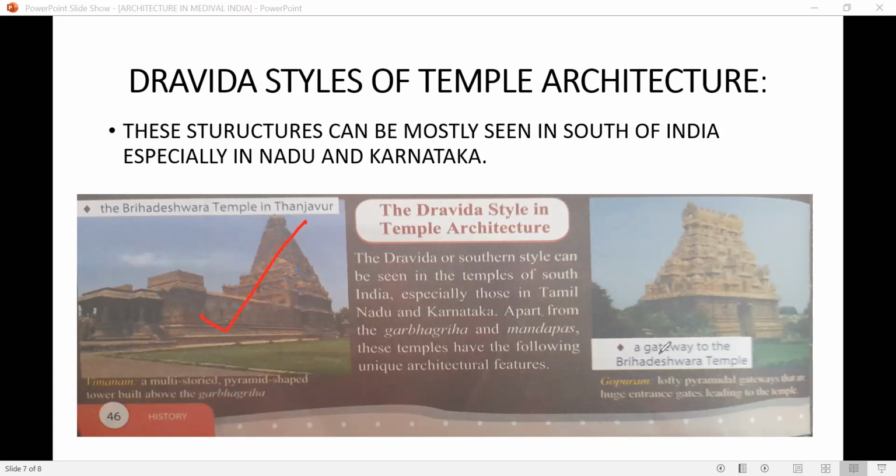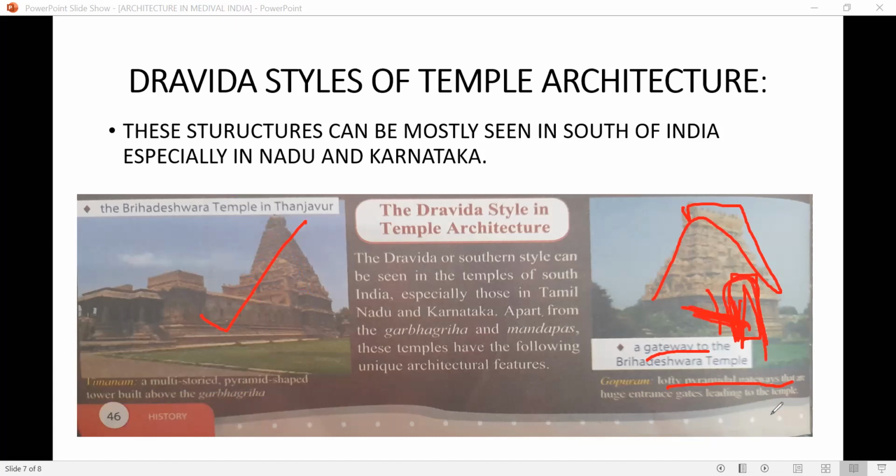Let's see this one also, the gateway of the Brihadeshwara temple. Over here, we see the lofty pyramid gateways. First we have this pyramid, and then we have the pyramid gateways also, like this. They are very huge. The entrance is short in height, but its length is huge.